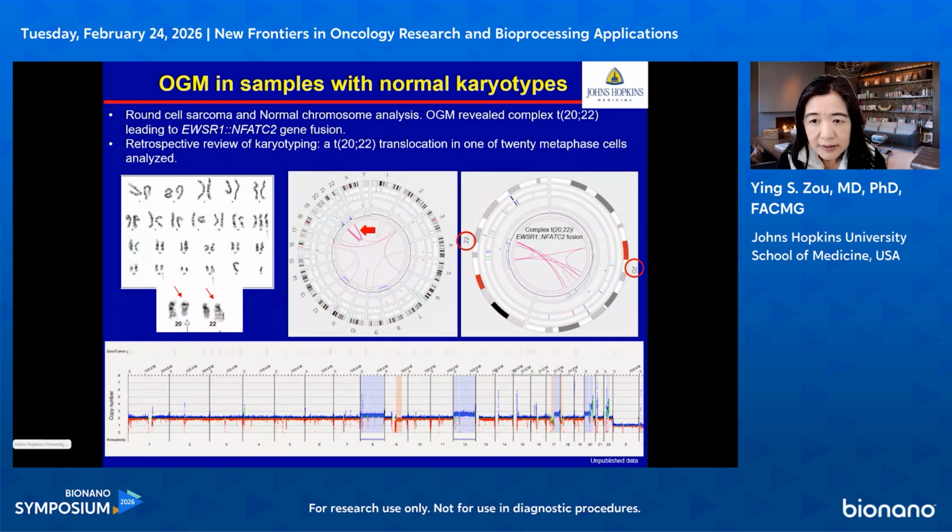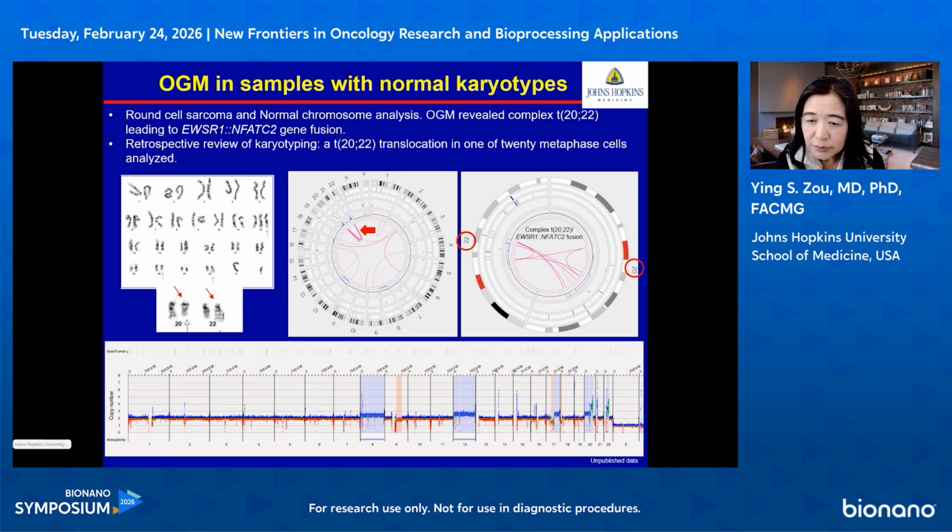This case is a sarcoma with a normal chromosome analysis. OGM revealed a complex 20;22 translocation, resulting in an EWSR1-NFATC2 gene fusion, which is pathogenic for this patient.